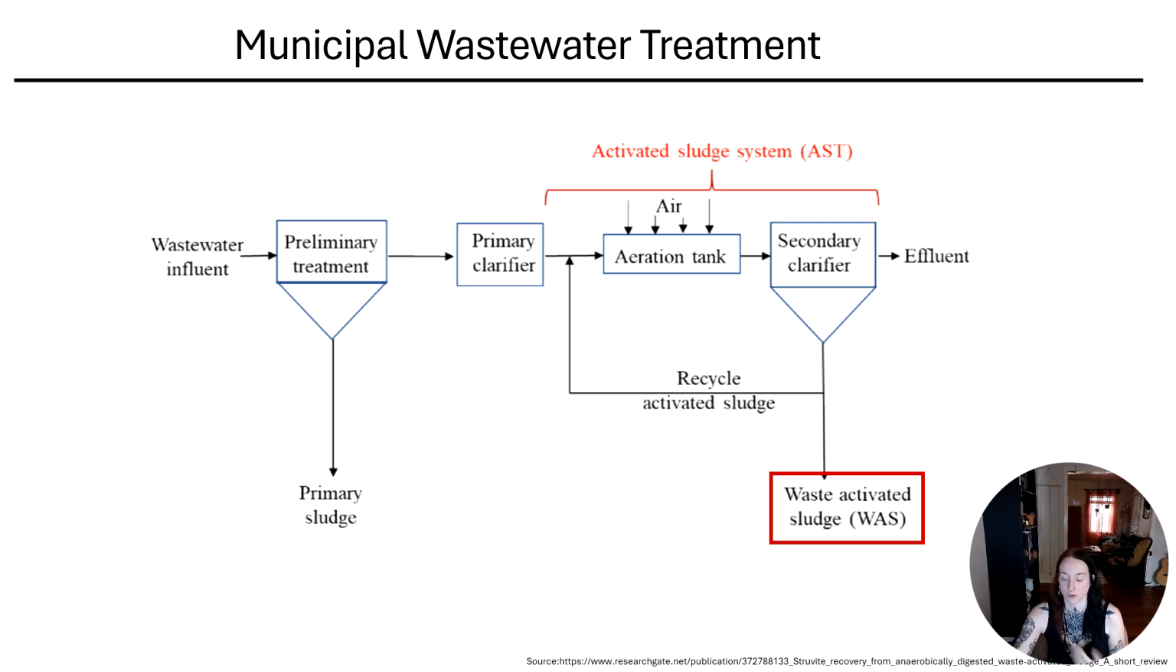So if we look at the diagram, the little flow chart, all the way to the left, we see there's wastewater influent. And first step is preliminary treatment. I know there says there's primary sludge. That's not the sludge I'm talking about. We're going to ignore that.